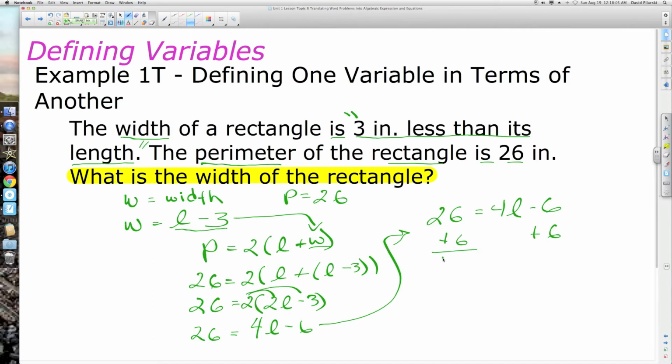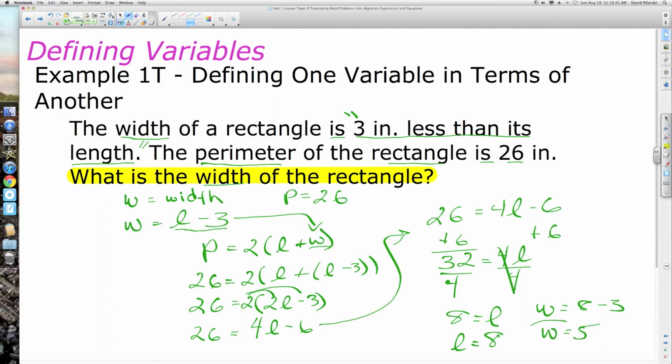26 plus 6 is 32, equal to 4L. Then I'm going to divide each side by 4. The 4's divide out, leaving me 32 divided by 4, which is 8, equals L, or the length is equal to 8. I'm not asked to find the length, though. It asks what is the width. And the width is equal to L minus 3. So the width is equal to 8 minus 3, which is equal to 5. So to answer the question, the width of the rectangle is 5.